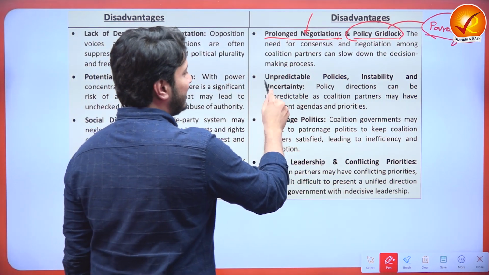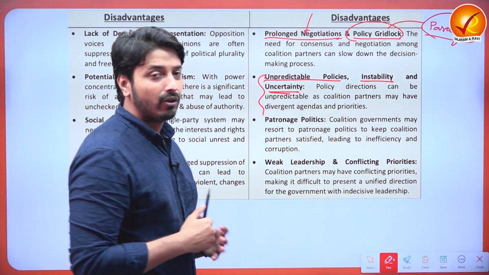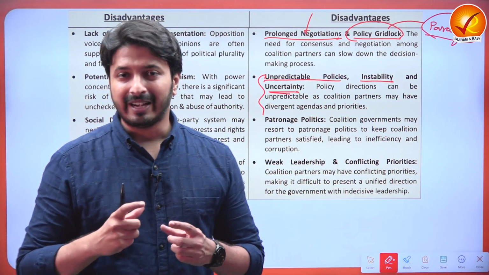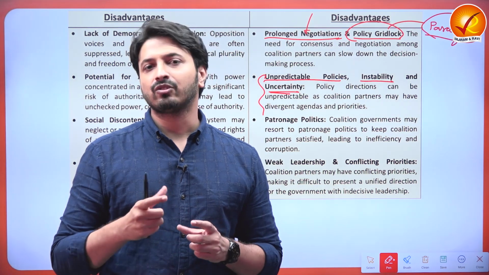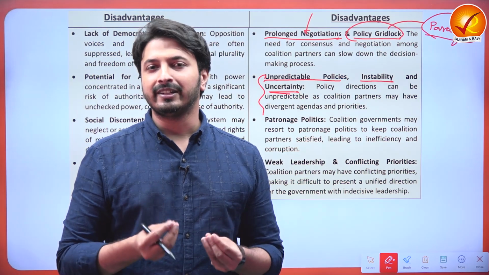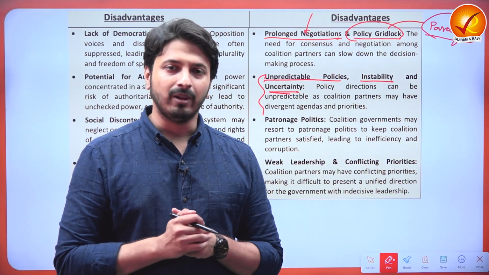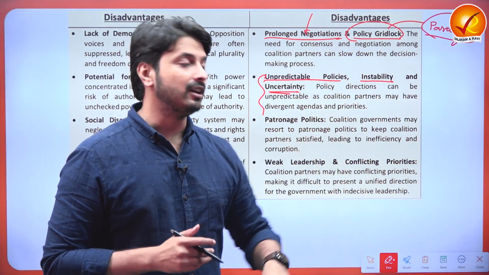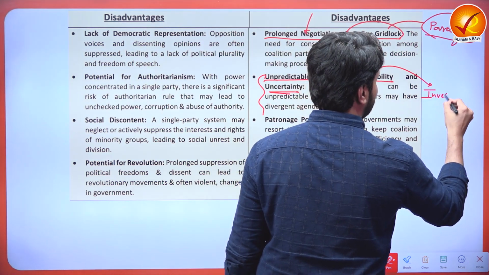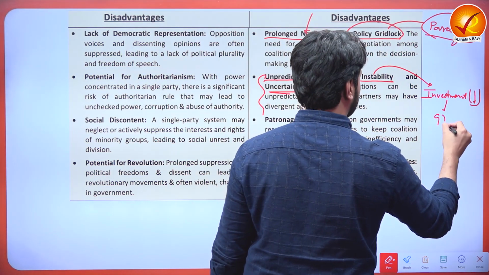Apart from it, it can lead to unpredictable policies, instability and uncertainty. Since there are a lot of priorities and vested interests, the policy predictability of that particular coalition government is quite low. And the investors who wait for policy certainty so that they can invest their various resources for the growth of our economy are not able to invest accordingly. So ultimately, because of the policy instability, the investment level, especially by the private parties, goes down, which leads to poor growth rate.